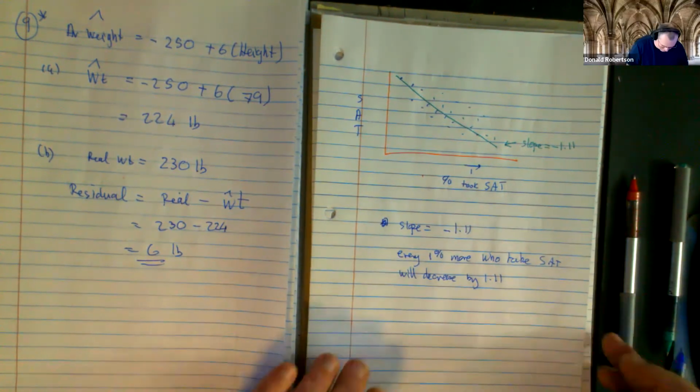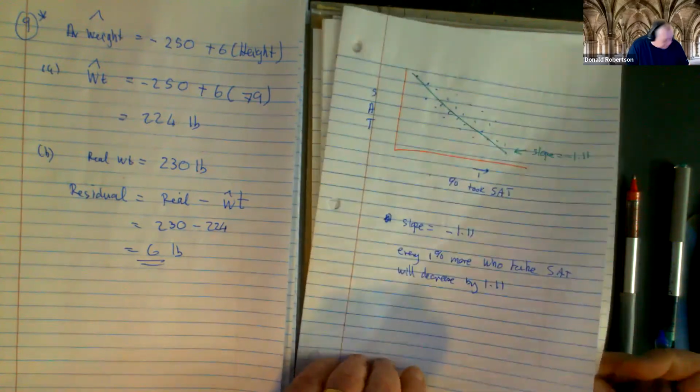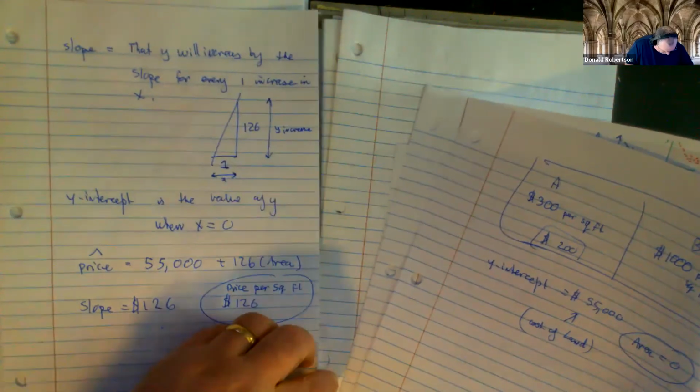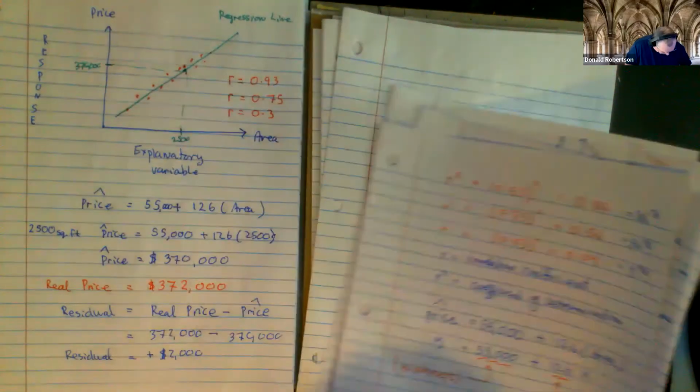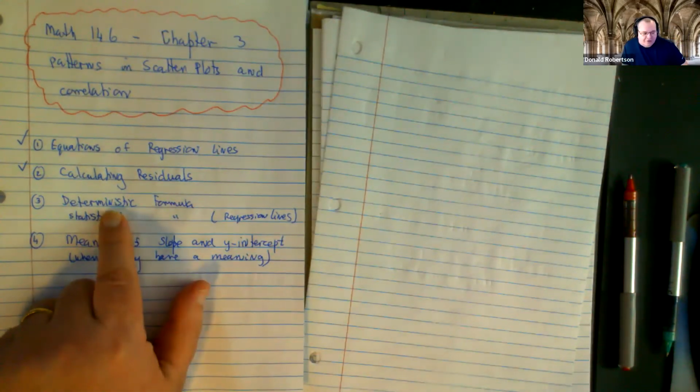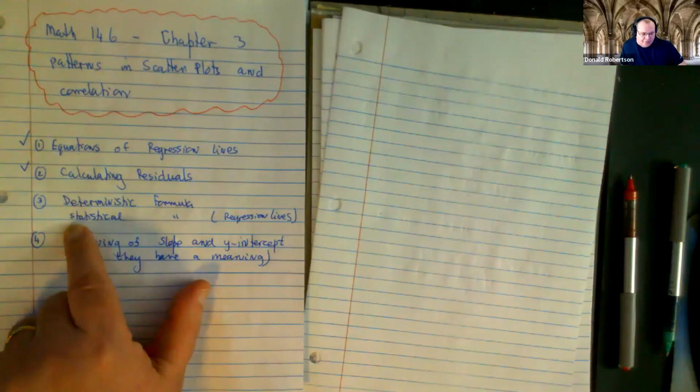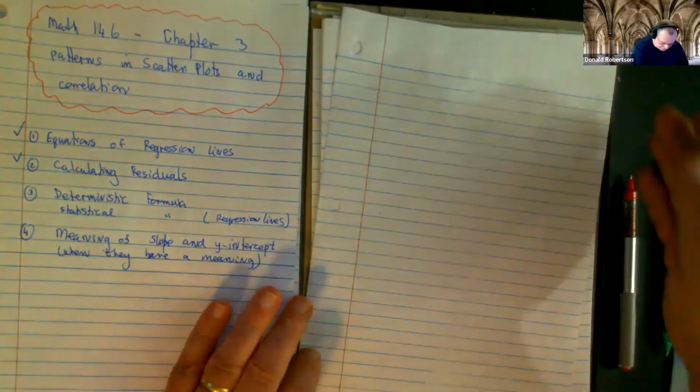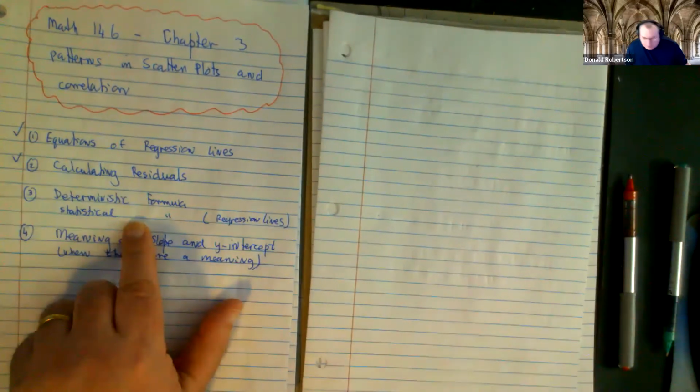Oh, I haven't talked about deterministic and statistical formulas. There are two types of situations that we will encounter when we collect data. One is called a deterministic formula, and the other is called a statistical formula. The statistical formula is the one that we by far are going to be doing.